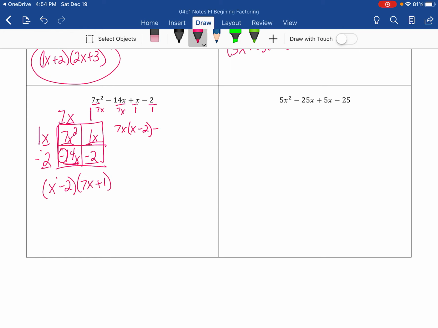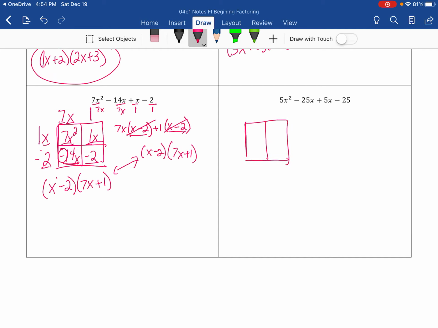My greatest common factor here, the only thing that they have in common is a 1. So I factor out a 1. You always have to factor out a number. I notice they both have x minus 2. What I'm left with when I divide out by that x minus 2 is 7x plus 1. And do you see that you have the exact same thing?